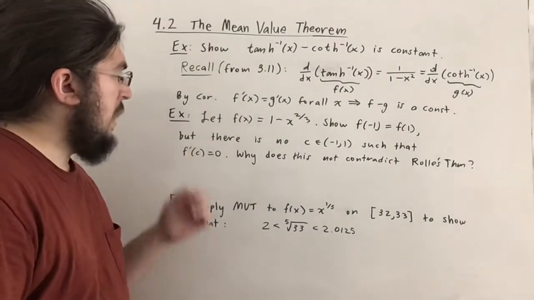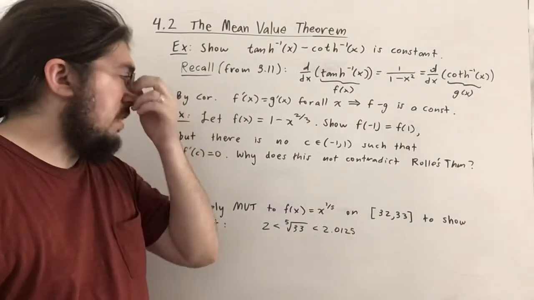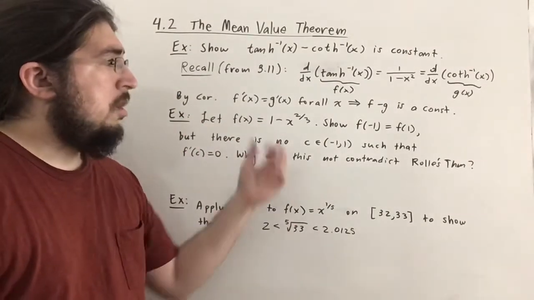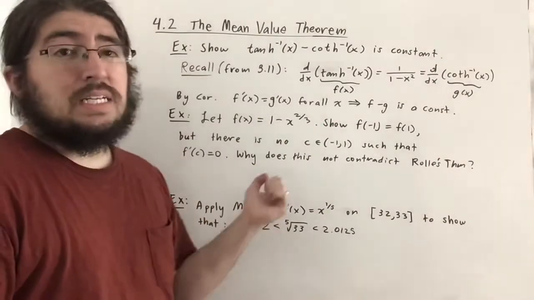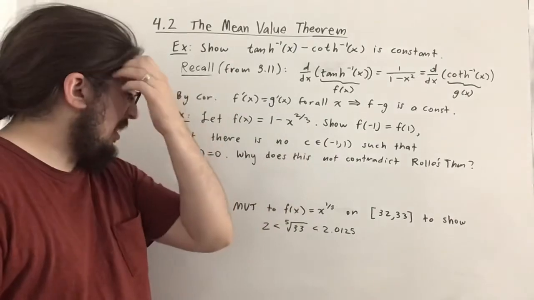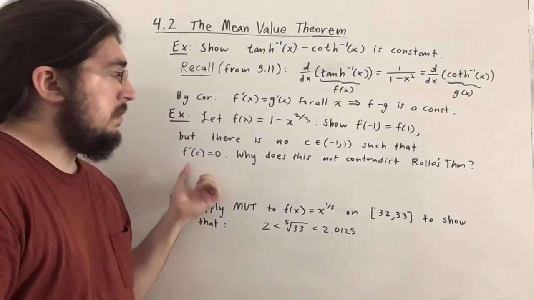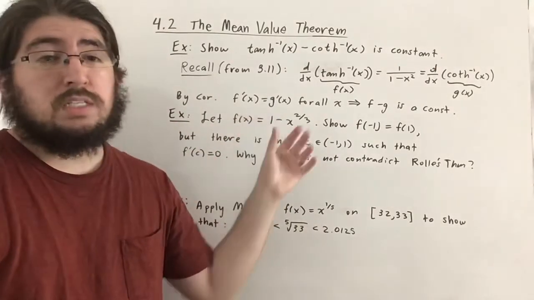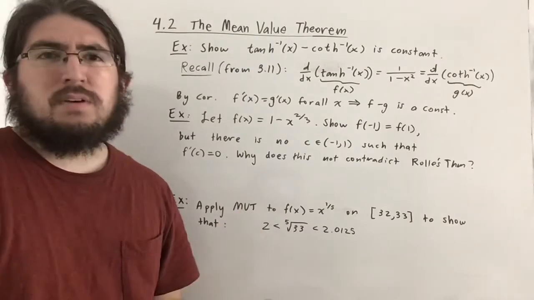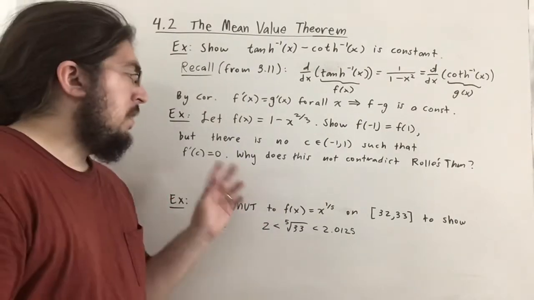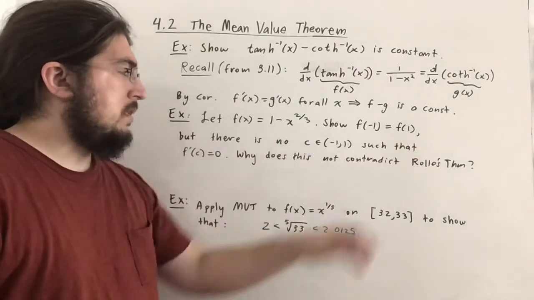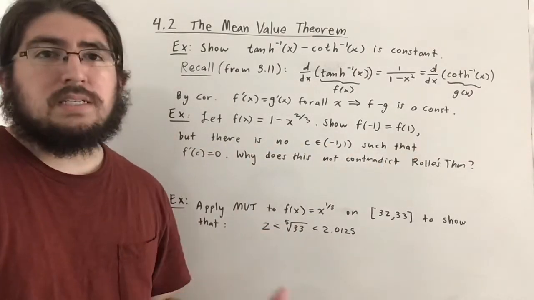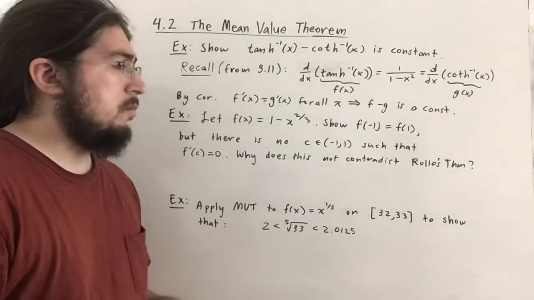So for this next example, we're letting f of x equal 1 minus x to the 2/3. We want to show that f of negative 1 is equal to f of 1, but there doesn't exist a number in between them such that the derivative at that number is 0. So there is no such c. So that kind of falsifies Rolle's theorem, doesn't it? Kind of. Well, not really, actually. The follow-up question here is to explain why this does not actually contradict Rolle's theorem.